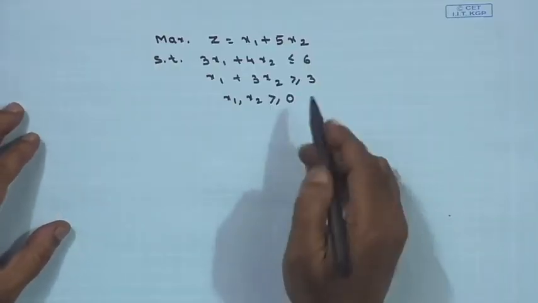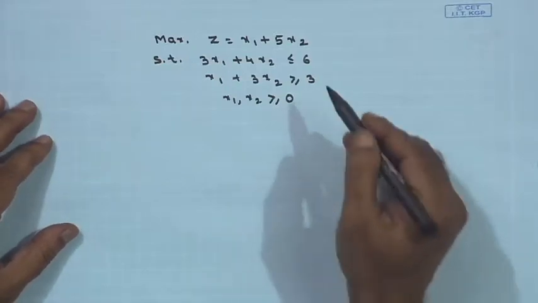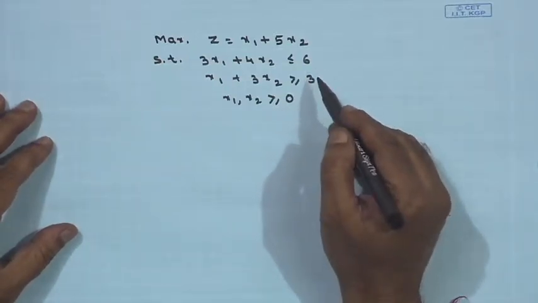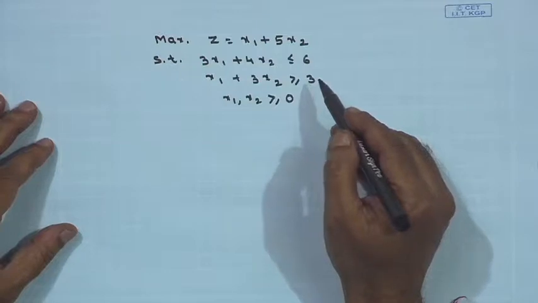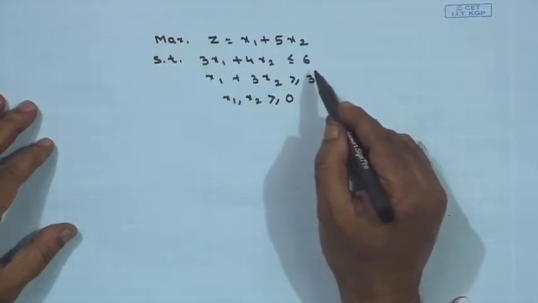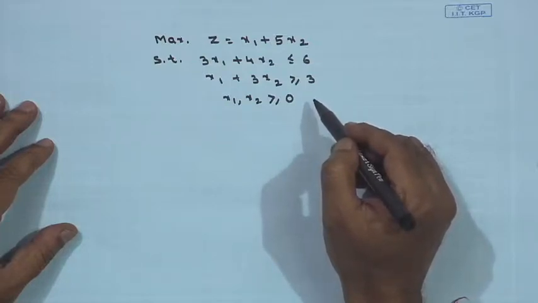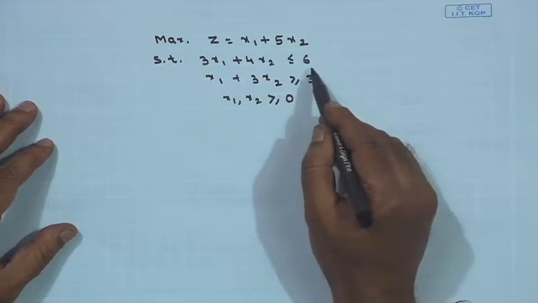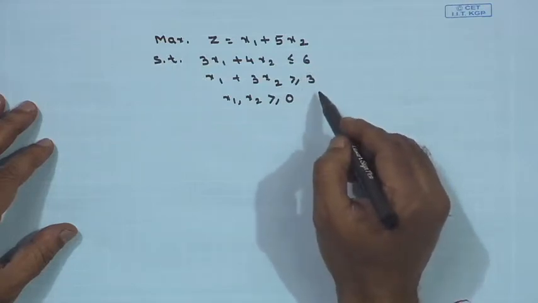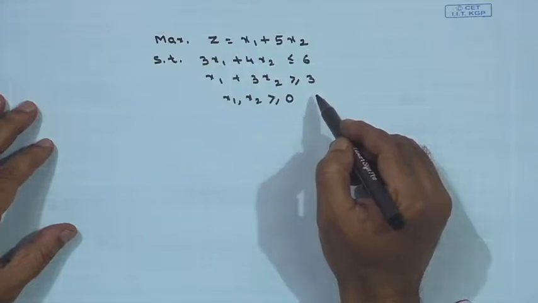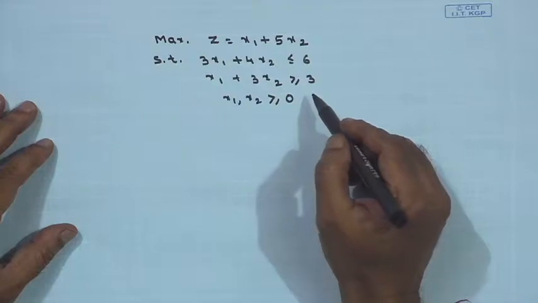Maximize z equals this, subject to this. Again, this is a similar type of problem to the one we solved in the last example. One less than or equal to type inequality, one greater than or equal to type inequality. That means I have to add one slack variable for the first constraint, whereas I have to subtract one surplus variable as well as add one artificial variable for the second constraint.